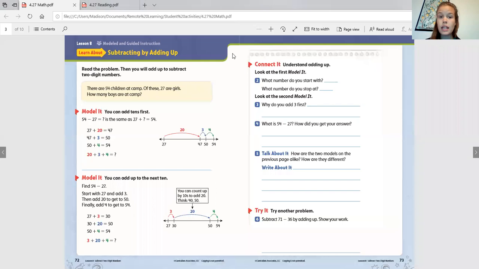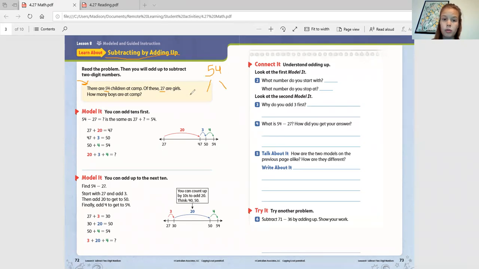All right, so right here, we're going to go over some more problems that have us subtracting by adding up. Let's read our problem right here first so we know what numbers we're working with. There are 54 children at camp. Of those, 27 are girls. How many boys are at camp? So we know our whole, our total, which is 54. I'm just going to go ahead and draw that number bond.